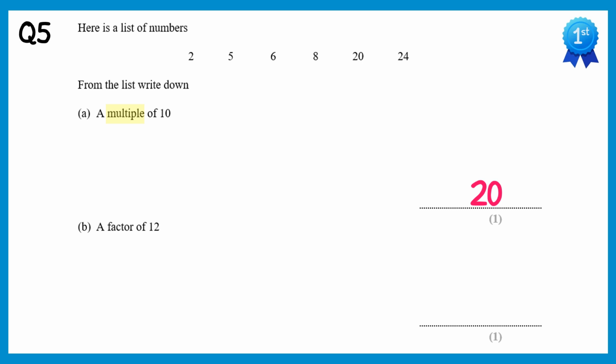For part B I need to do a factor of 12. A factor is a number that divides equally into that number, so we need to find a number that divides into 12. There are two possibilities for this one, I went for 2, but you could also have put 6.